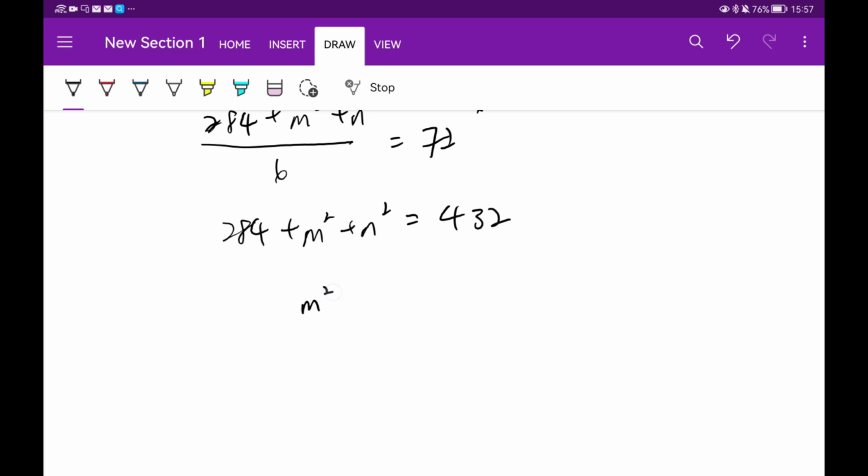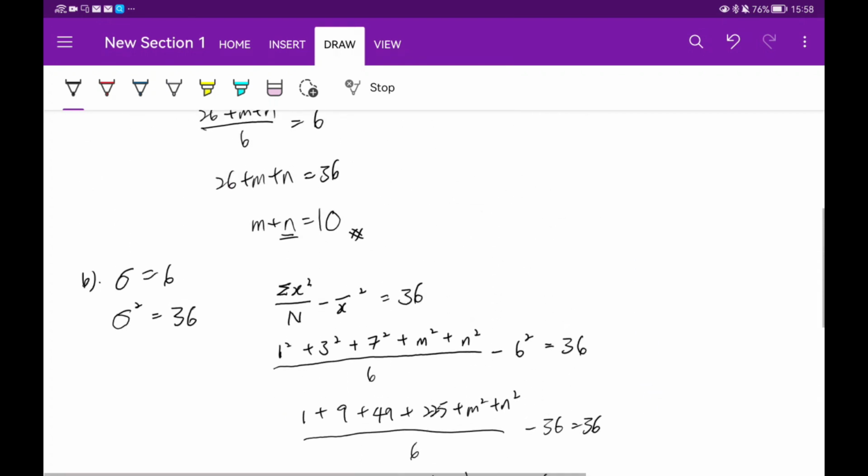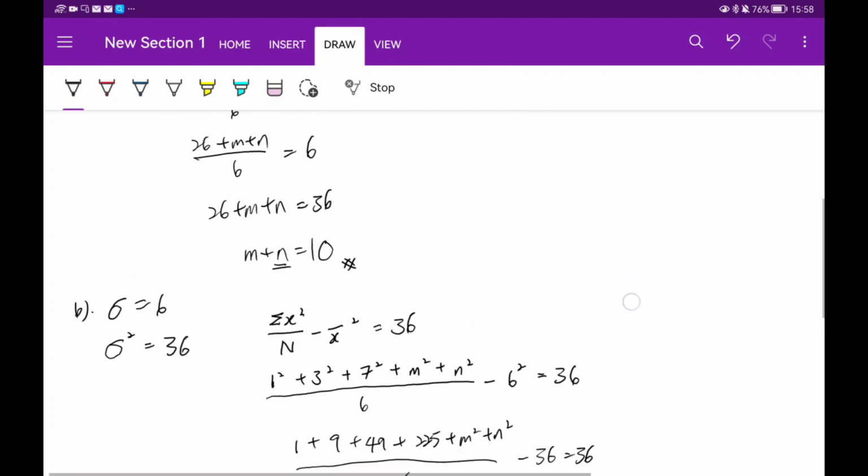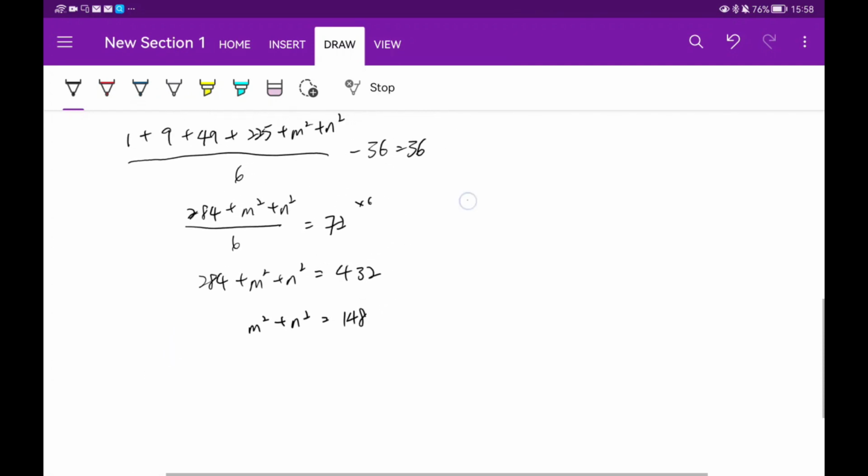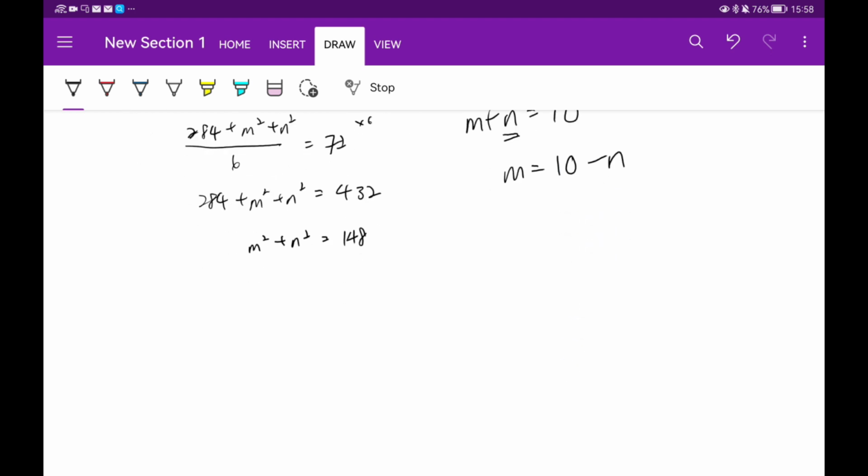So m squared plus n squared equal to 432 minus 284, 148, right? Alright, so we have this value already. Alright, so we can take the value from above, m plus n equals to 10. So we know that m plus n equals to 10. So we need to find n, right? So we move to backward, m equals to 10 minus n. Okay? So we sub into this formula.